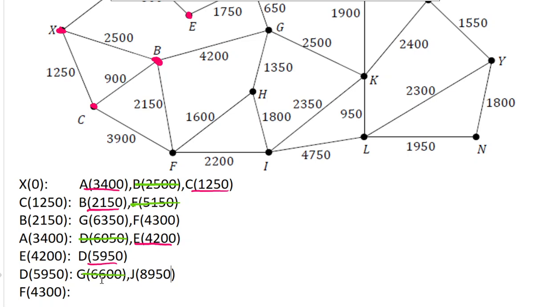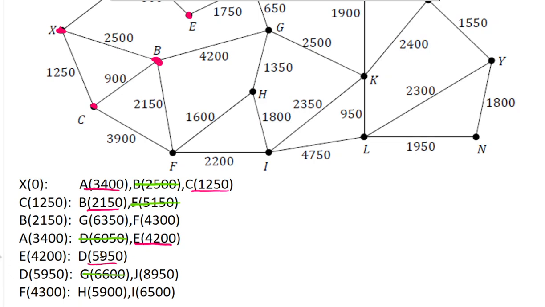What is going on with that? Let's try and tidy things up, and it never makes it nice. Okay, so F goes to H. It's already gone to B. We don't need to go back to B because B is visited because of the red mark. H for 1600, so that's 5900. And I for 6500.